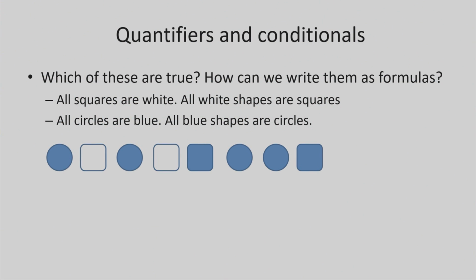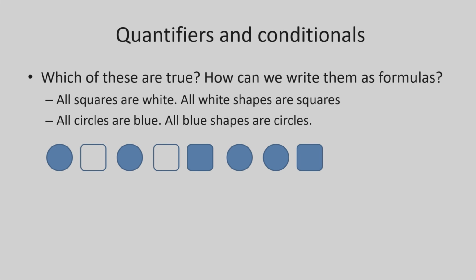Okay, so now that we've seen the universal quantifiers, let's try to take some phrases, some sentences that talk about all of something or other and write them as formulas. Here is a very simple example. You have a bunch of shapes. Some of them are squares, some of them are circles, some of them are blue, and some of them are white.